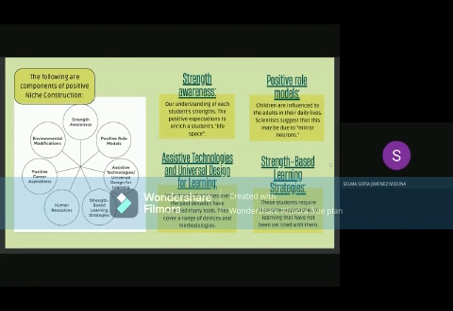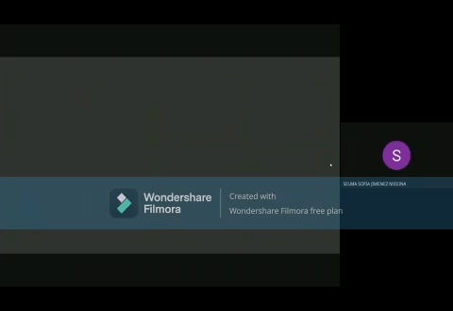Strength awareness: our understanding of each student's strength. Positive role model: children are influenced by the adults in their daily life. Assistive technologies and universal design for learning: emerging technologies over the past decades have provided many tools. Strength-based learning strategies: these students require innovative approaches to learning that have not yet been tried with them.